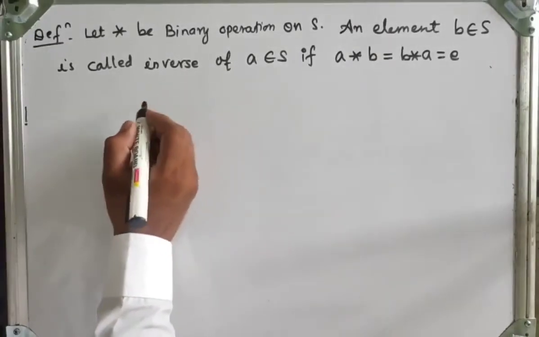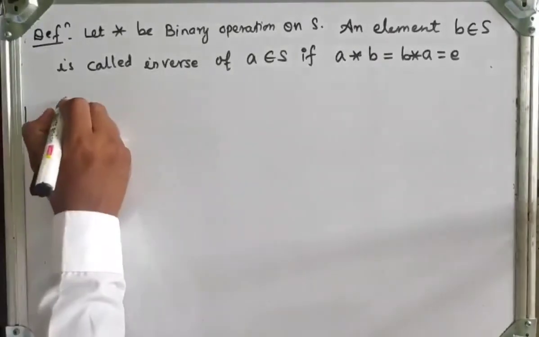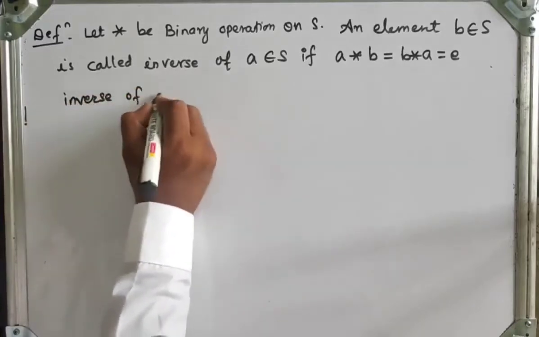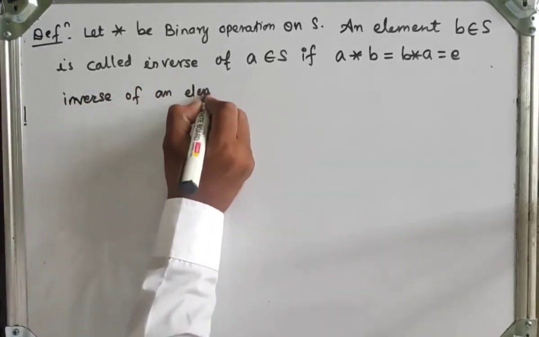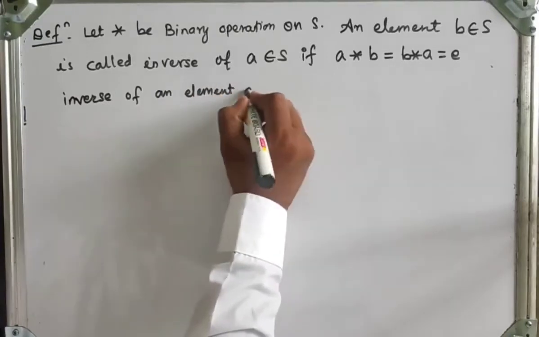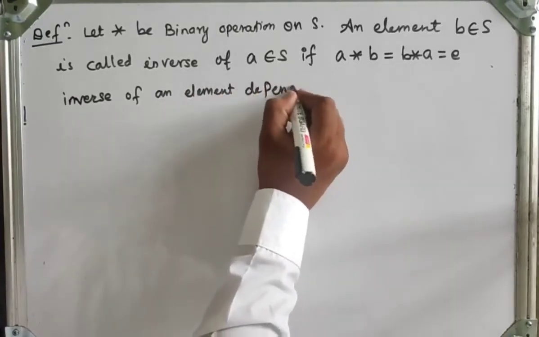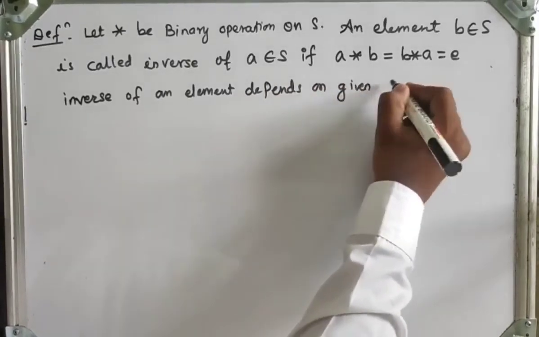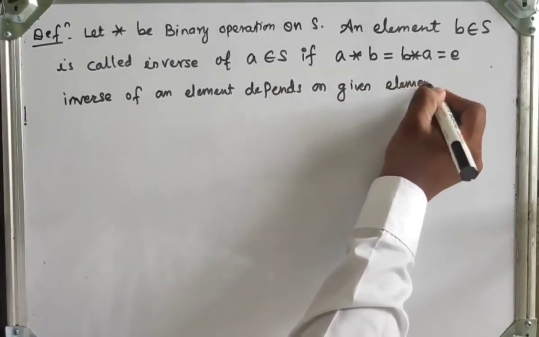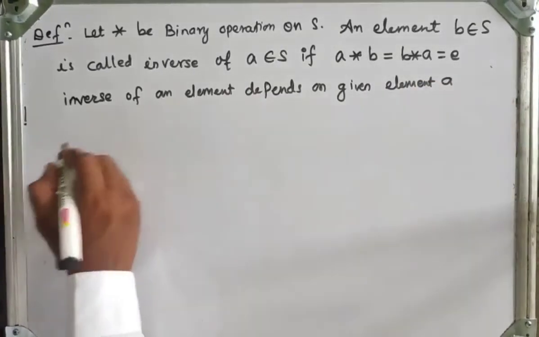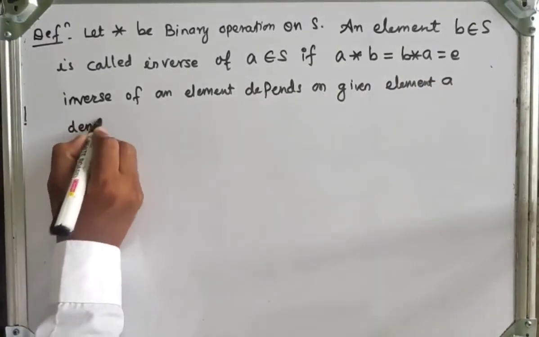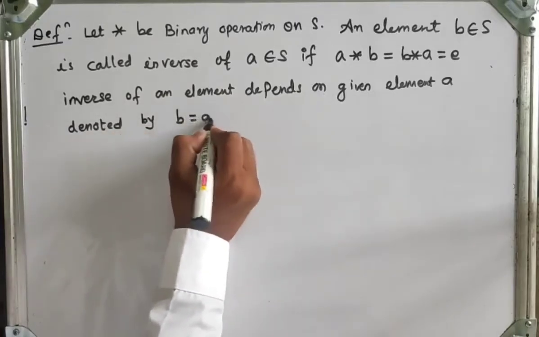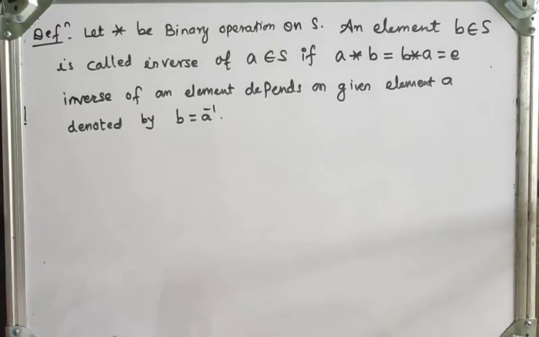The inverse of an element depends on the given element A, and which is denoted by B is equal to A inverse.